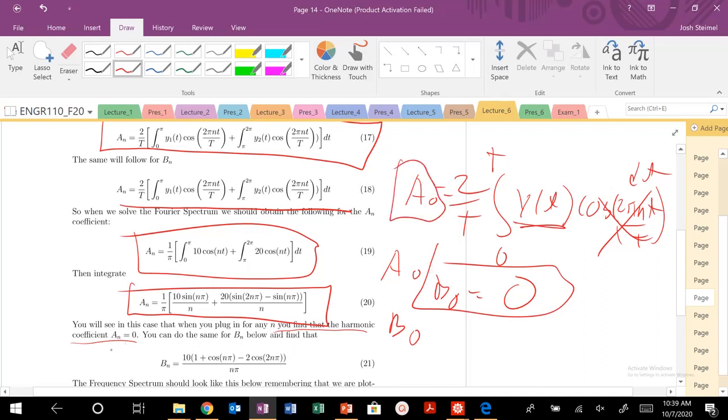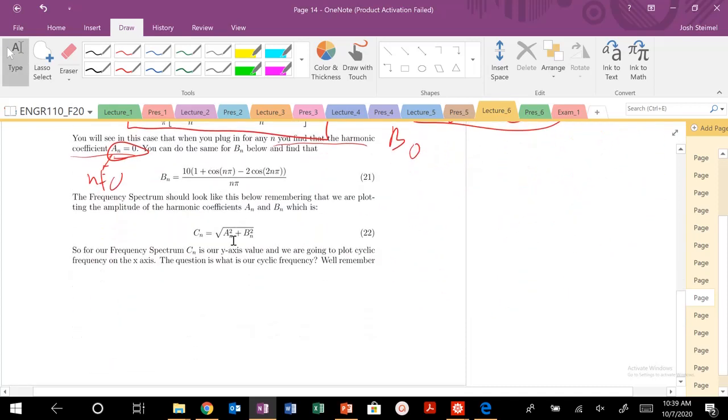But for every a sub n where n is not equal to 0, a sub n is going to be 0. So we can go ahead and calculate those harmonic coefficients, the magnitude of those. This is on our frequency spectrum graph. That's our y-axis value. We're going to plot cyclic frequency on the x-axis.